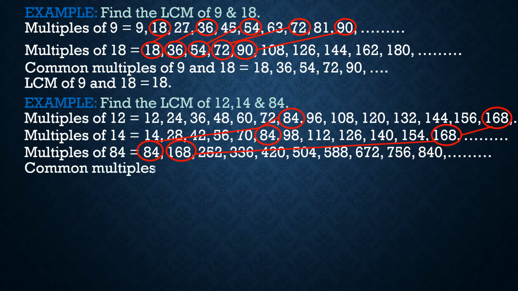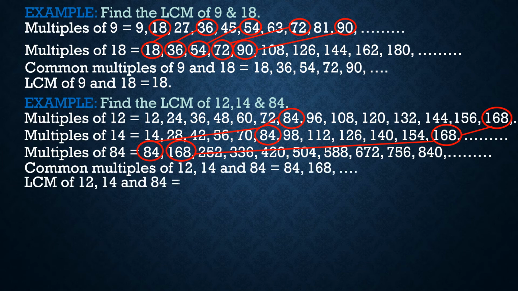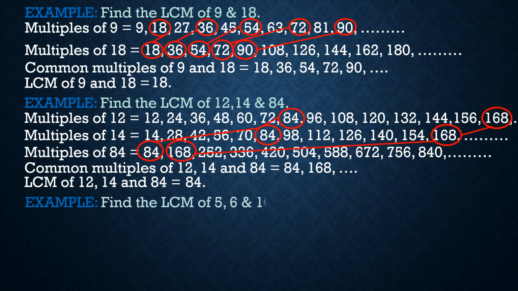So the common multiples of 12, 14 and 84 are 84, 168 and so on. Thus the LCM of 12, 14 and 84 is 84. Now let us solve one more example. Find the LCM of 5, 6 and 10. Everyone knows the table of 5, 6 and 10.